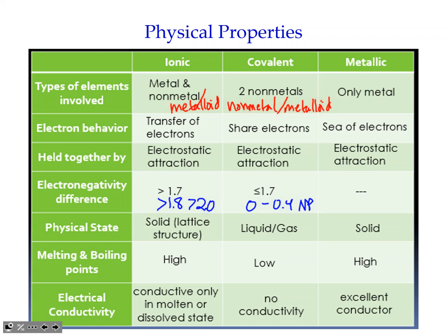We say that covalent compounds have no conductivity or they're poor conductors. I've seen it written like that too. Covalent stuff falls more into the insulator category, the opposite of conducting. So definitely familiarize yourself with this table. It's very, very important that you know what's going on here.